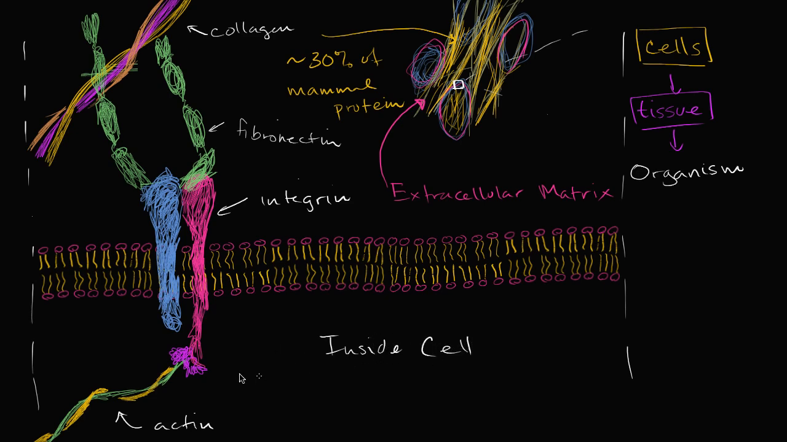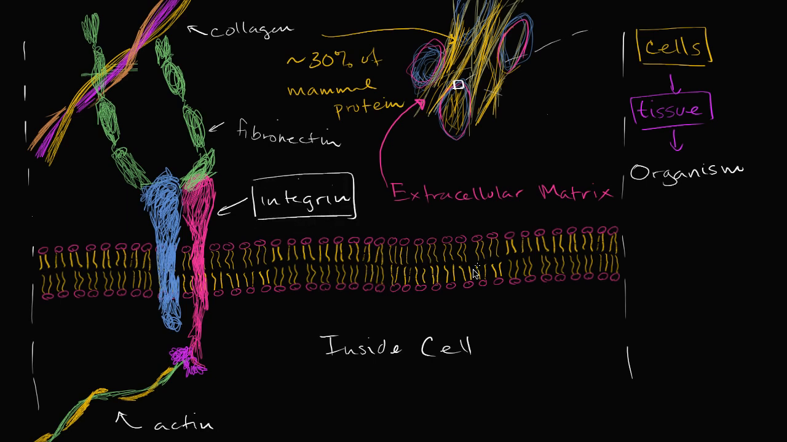This is inside the cell here, and we can see that we have an actin microfilament right over here, and that helps form, this is part of the cytoskeleton. And then you have the collagen fibers, which make up part of the extracellular matrix. And then we see that it all gets attached with these proteins, and they're a class of proteins called integrins.